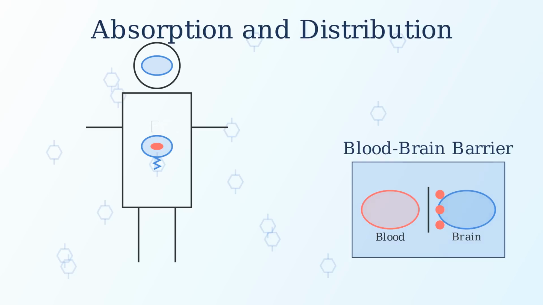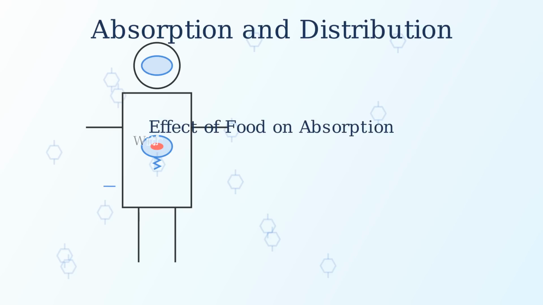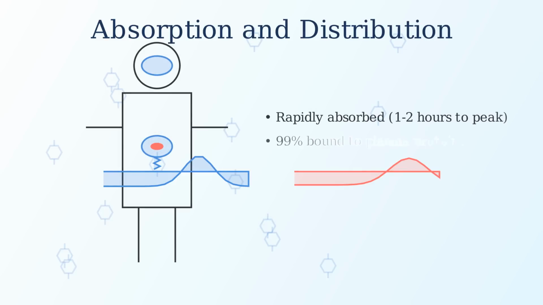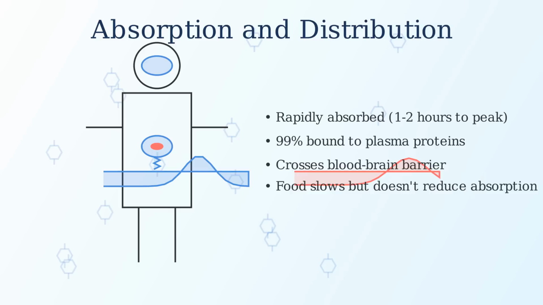The presence of food in the stomach can slow the absorption of ibuprofen. However, while food may delay absorption, it doesn't significantly reduce the total amount of ibuprofen that enters the bloodstream. In summary, ibuprofen is rapidly absorbed from the gastrointestinal tract, highly bound to plasma proteins, and effectively distributed throughout the body, including crossing the blood-brain barrier.